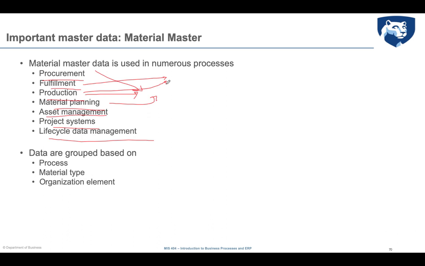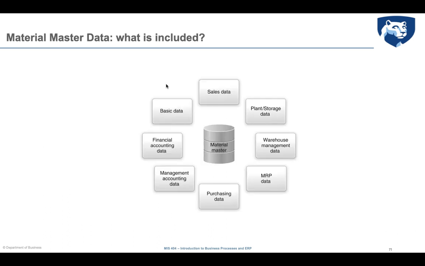Material is needed in procurement, in fulfillment when we talk about finished products, in production, material planning, and asset management. So they are the most important data stored in an SAP, an enterprise resource planning system database. And these exactly represent what I just told you.